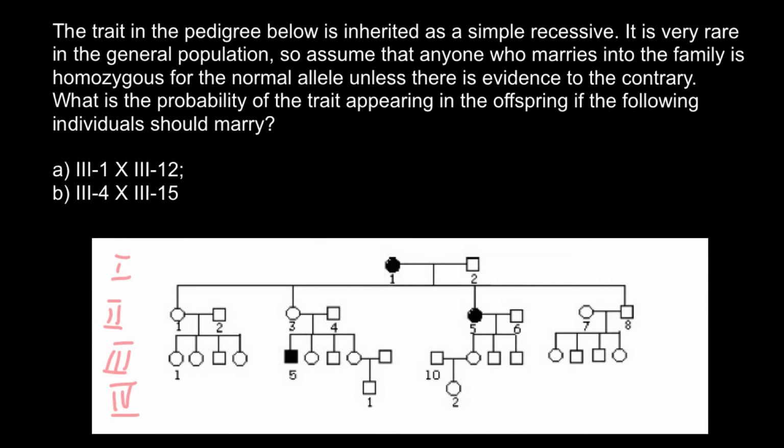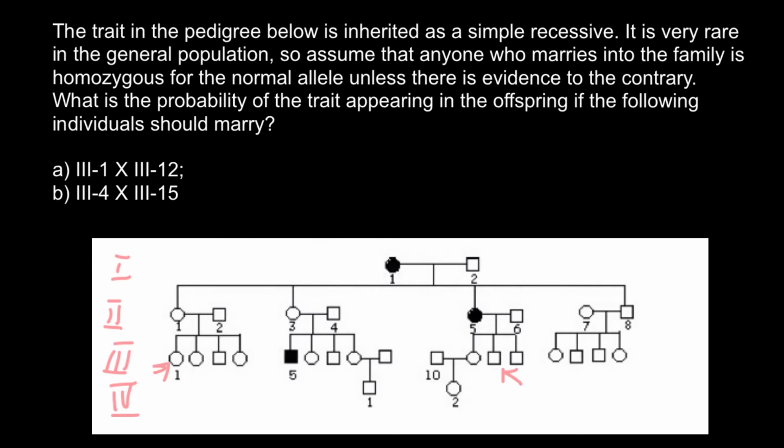So the question is, what is the chance that progeny would be affected if III-1 and III-12 would marry? So III-1, and III-12. This is 10, 11, 12. So this person and this person.